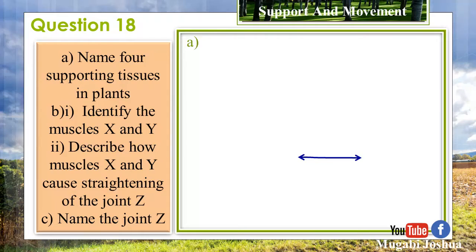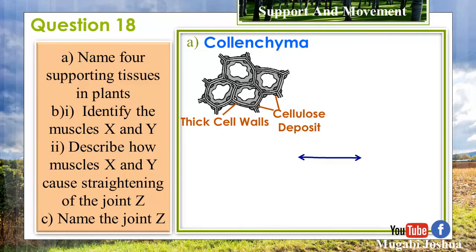Question 18, Part A says, name the 4 supporting tissues in plants. It requires us to name the 4 supporting tissues in plants. The first one, we have the collenchyma.